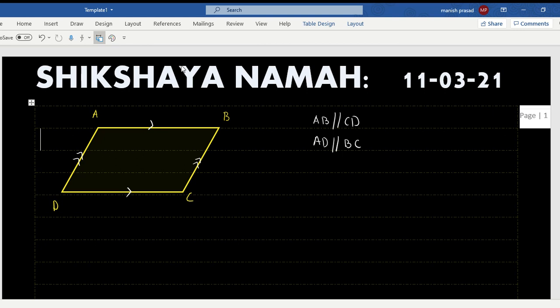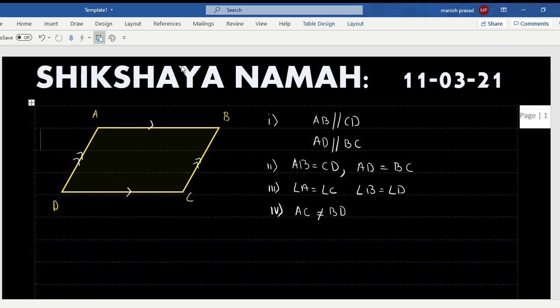But the other properties of a parallelogram are what? AB is equal to CD, and AD is equal to BC. The other property is angle A is equal to angle C and angle B is equal to angle D. And its diagonals are not equal. AC will not be equal to BD. Okay, this property is clear. All these properties: property number one, two, three and four.